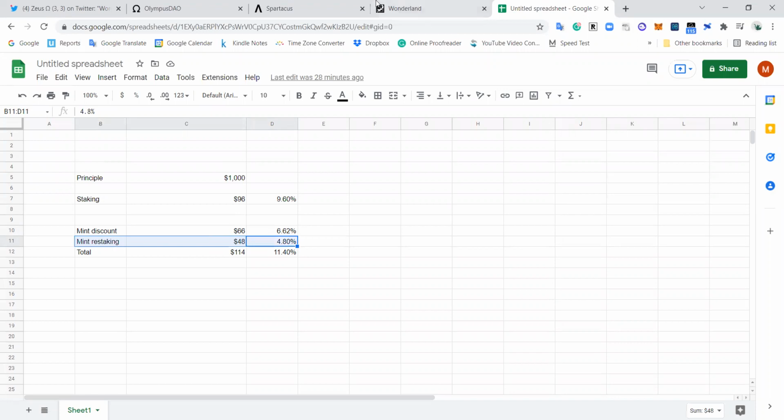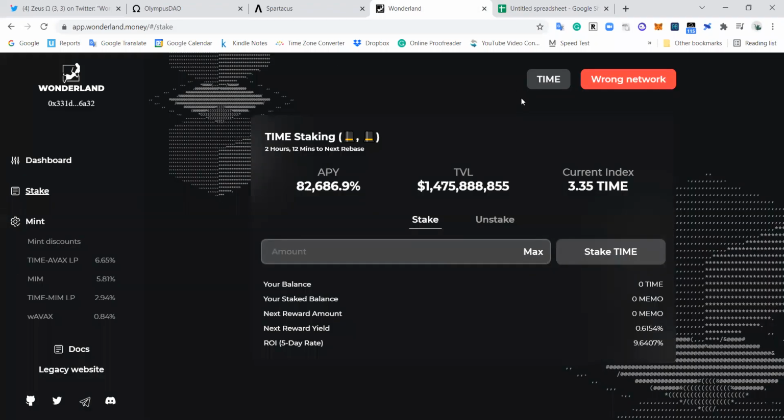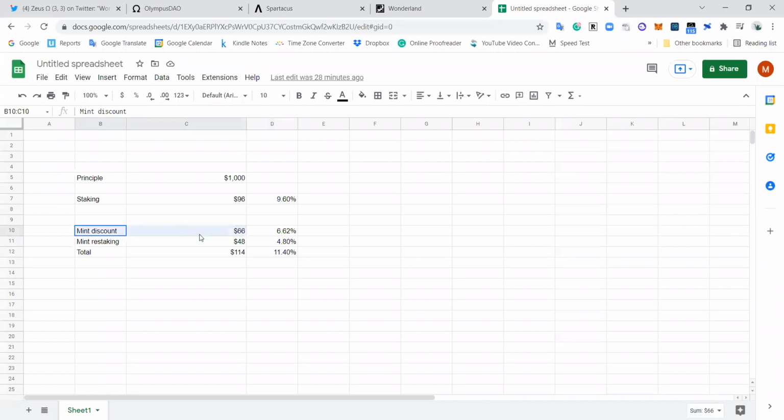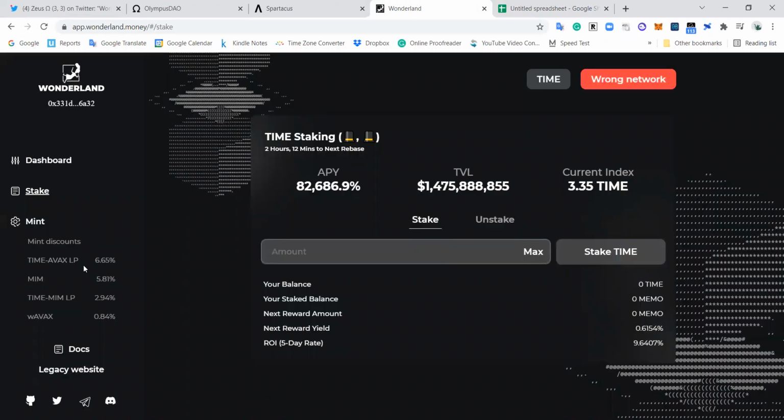So my actual return from minting is the combination of the immediate mint discount plus roughly half of the normal staking rewards. It's actually less than half, slightly less than half, but whatever, we'll just call it half. And as you can see, the combined return there is more than the staking, right? It's about 2%, well, 1.8% more. So what does that mean? It means right now it's actually a better deal to mint than it is to stake directly, right?